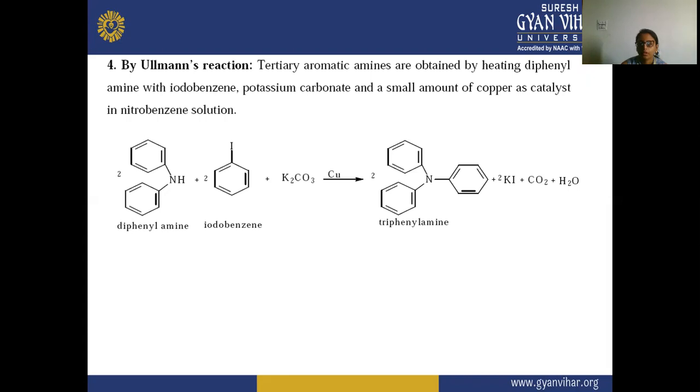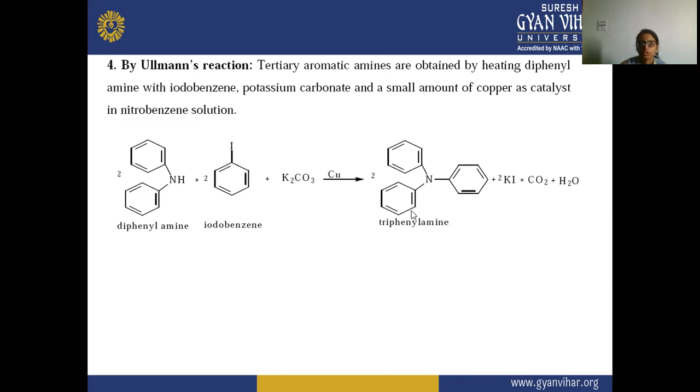So a tertiary amine can be obtained from diphenylamine, that is a secondary amine, plus iodobenzene. The tertiary amines are obtained by heating the diphenylamine, that is the secondary amine, with iodobenzene plus potassium carbonate plus a small amount of copper, and there is a formation of this tertiary amine plus potassium iodide plus CO2.